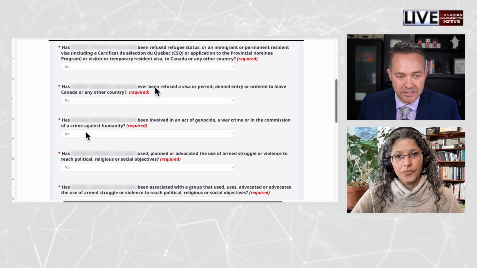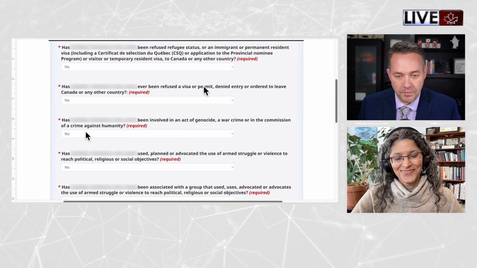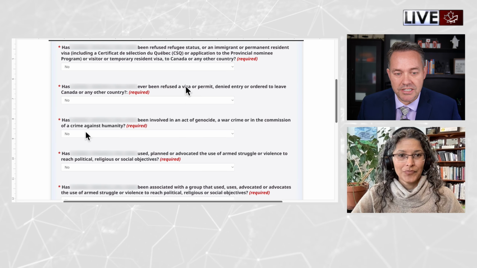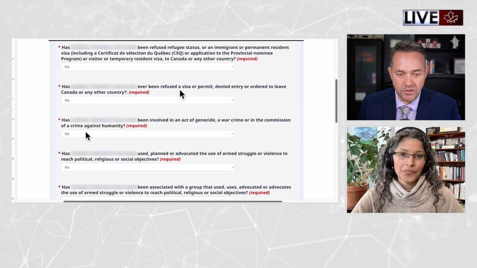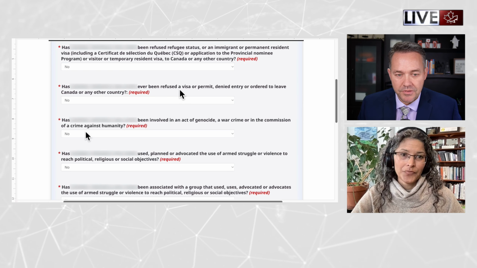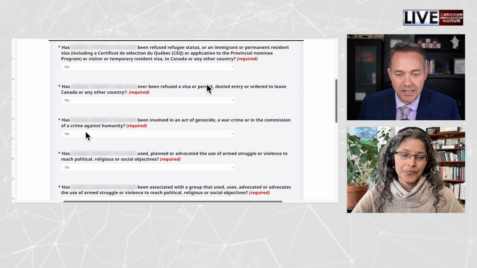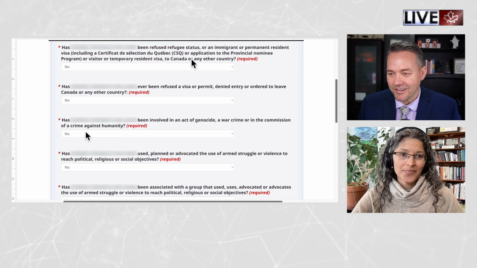But when you look down here, it says, have you ever been refused a visa or permit, denied entry or ordered to leave Canada or any other country? This is more, have you been prevented physically from entering or have you been asked to physically leave? But it's not really worded that way. So it still says, have you been refused a visa or permit? Well, technically that right here could encompass everything up here to some extent.